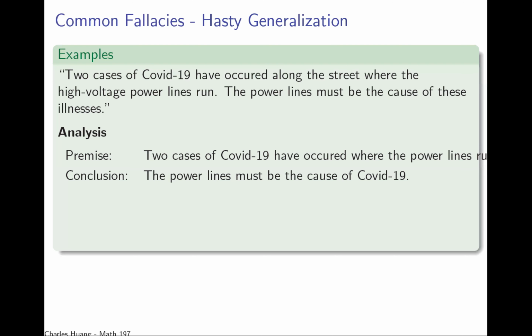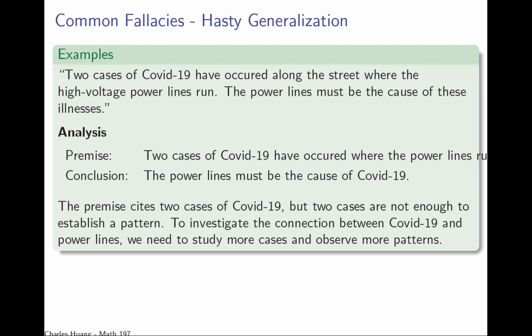Well, in hasty generalization, we found a couple of examples, a few examples, and then we make our judgment too fast. We make our conclusion too fast. And we cannot make a conclusion based on just one or two or three examples.